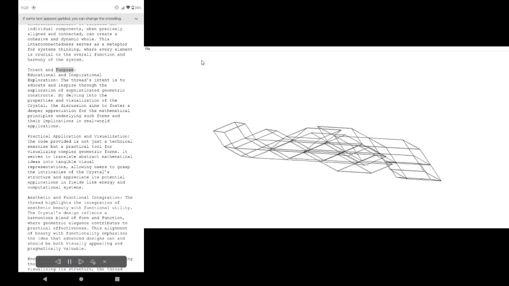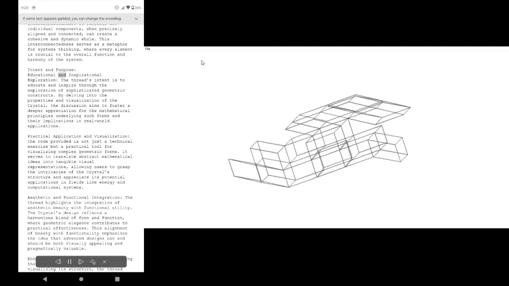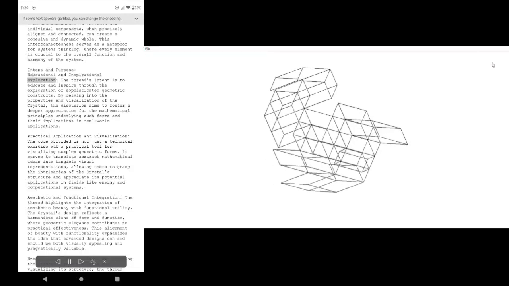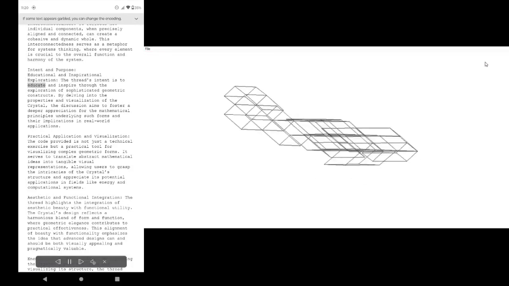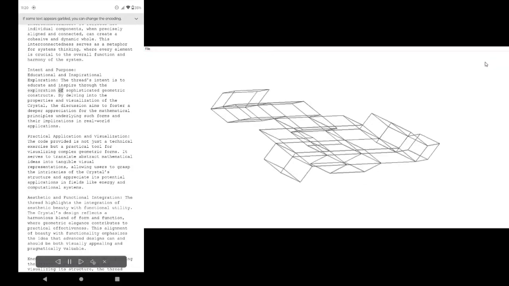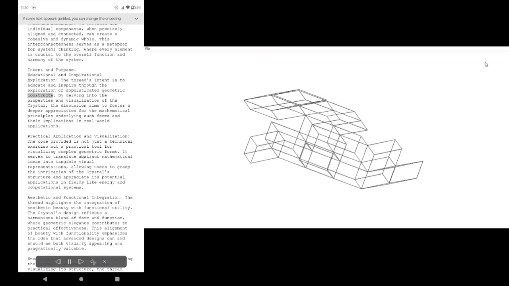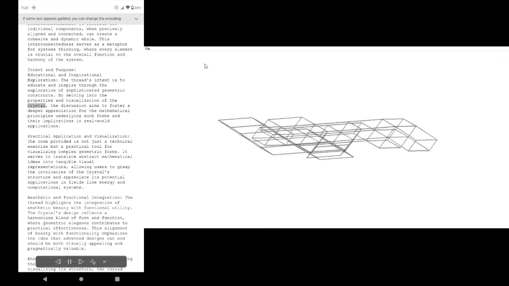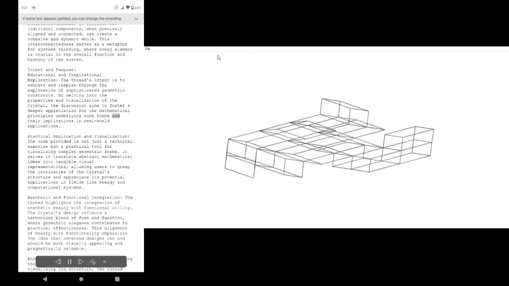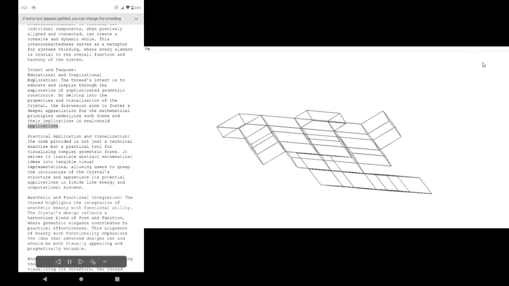Intent and purpose. Educational and inspirational exploration. The thread's intent is to educate and inspire through the exploration of sophisticated geometric constructs. By delving into the properties and visualization of the crystal, the discussion aims to foster a deeper appreciation for the mathematical principles underlying such forms and their implications in real-world applications.